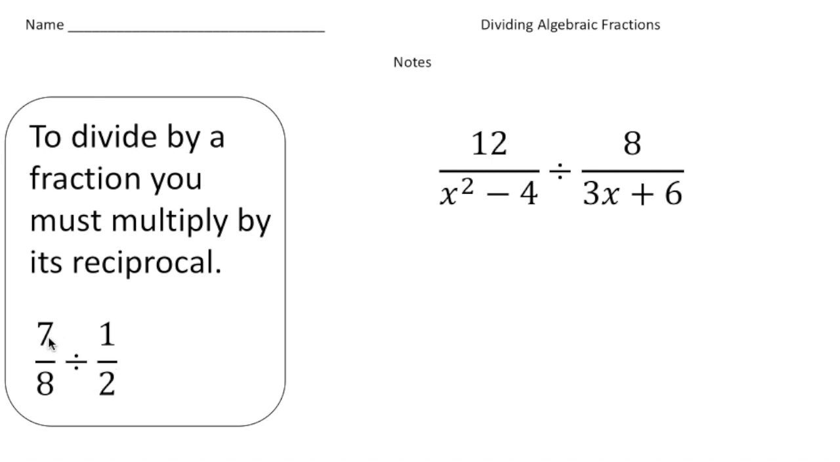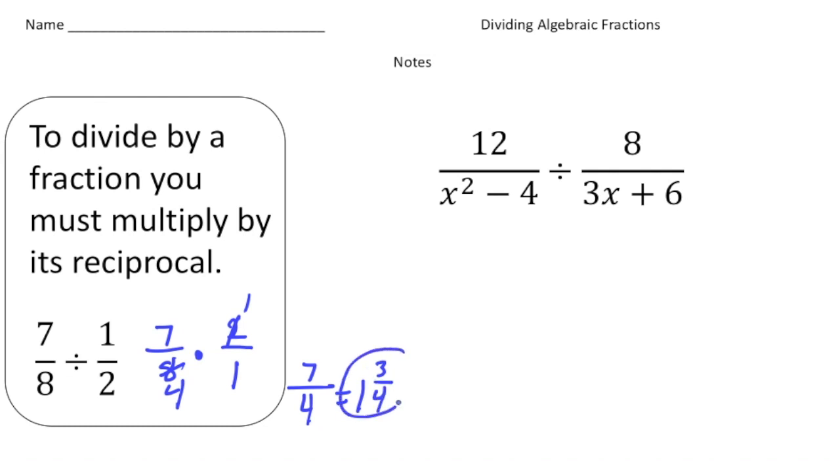Alright? So here we have 7/8 divided by 1/2. And remember, the way you divide fractions is you have to multiply by the reciprocal, right? So I'm going to change this to 7/8 times, and the reciprocal of 1/2 is 2/1. And then remember, when you multiply fractions, you're allowed to cross reduce. So the 2 and the 8 can reduce to 1 and a 4. And then 7 times 1 is 7, and 4 times 1 is 4, which equals 7/4, or 1 and 3/4. And there's your answer. All right?